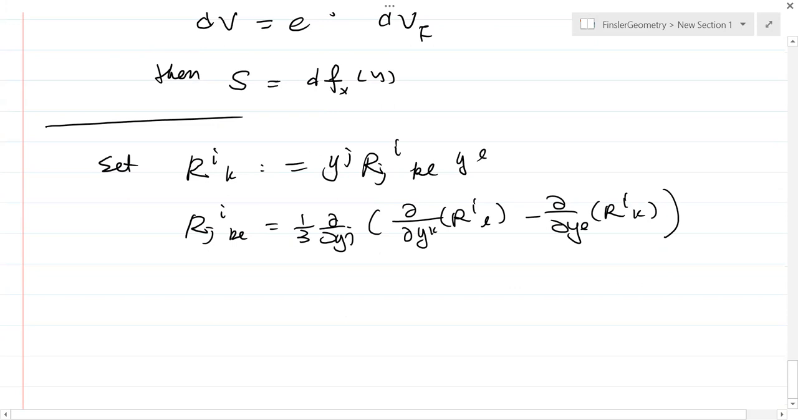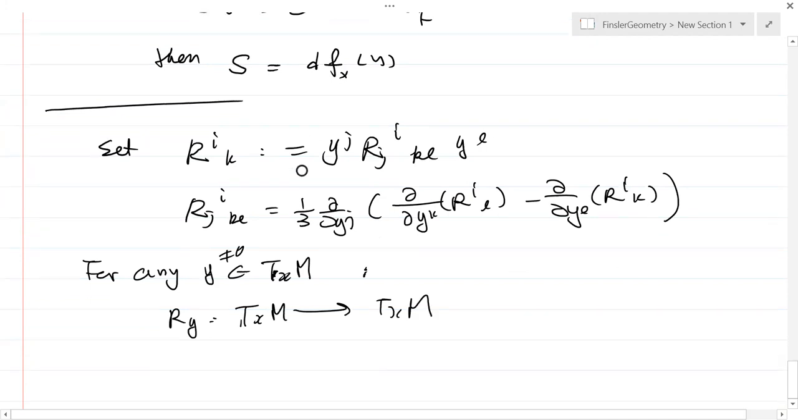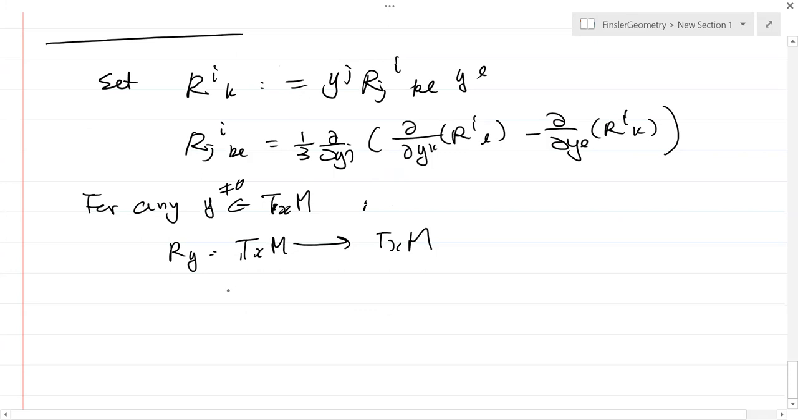Now, we will get a linear transformation for any vector y. It's defined in the following way. So ry is a linear map, and this would be ik, which here depends on y, uk. Clear? So this is also called the Riemann curvature.